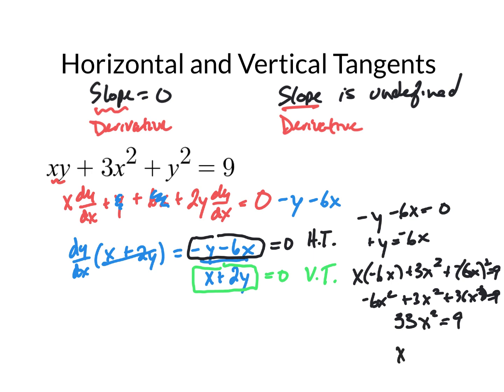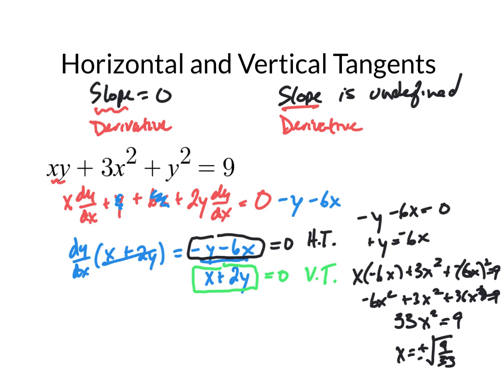So x is equal to plus or minus the square root of 9 over 33. Easy enough then to figure out what the y value is because we've already established that y is equal to negative 6x. So you could just multiply the square root of 9 over 33 by negative 6. And then you could multiply the negative square root of 9 over 33 by negative 6, which of course would make it positive.